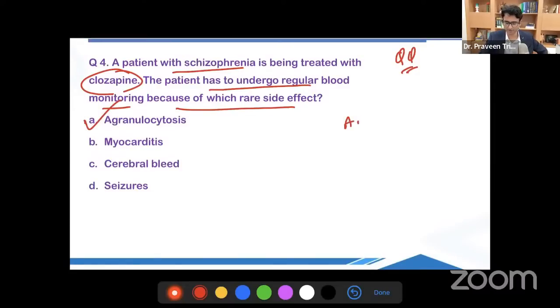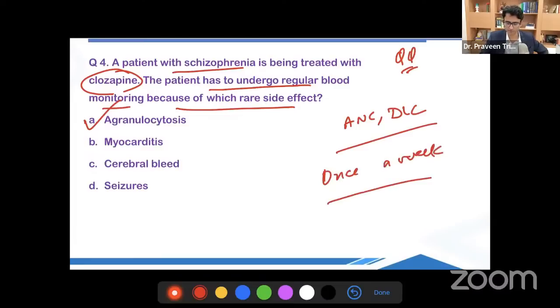We do the monitoring of ANC, absolute neutrophil count, and DLC once a week to start with. And why do we do so? Because we know that one of the rare side effects of clozapine is agranulocytosis. I hope all of you got this one correct. It was a very simple question. Yes, Minal, you're right. Yes, Asta, everybody is correct. I think this was a simple question.